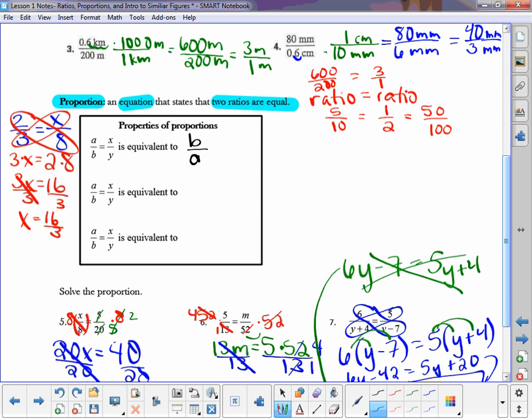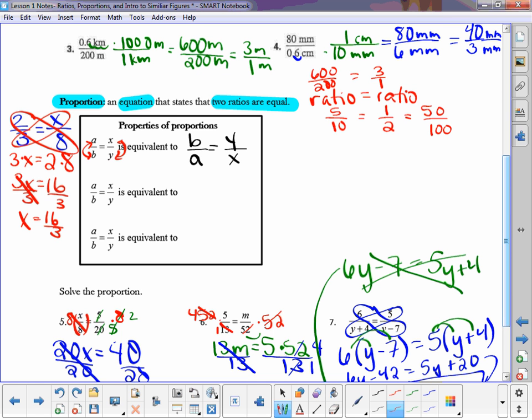b over a equal to y over x. What does that do? So what happened there? You flipped them. Yeah, the whole thing got flipped upside down, right? Does that make sense, what happened there? I can take a proportion and take the whole thing and flip it upside down. Are we good with that?